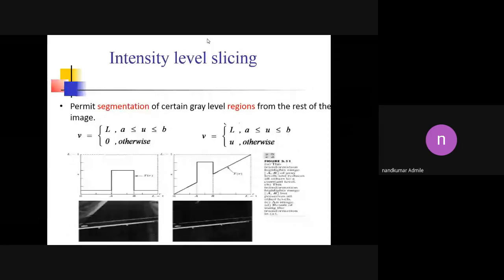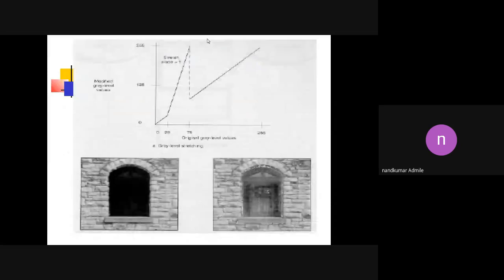Next is intensity level slicing. In short, we can brief the concept of various types of point processing. In intensity level slicing, we consider a particular region of the image. If we have to improve a particular part of the image, in that case we can use intensity level slicing.